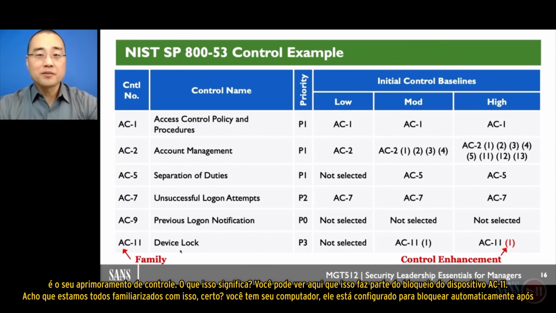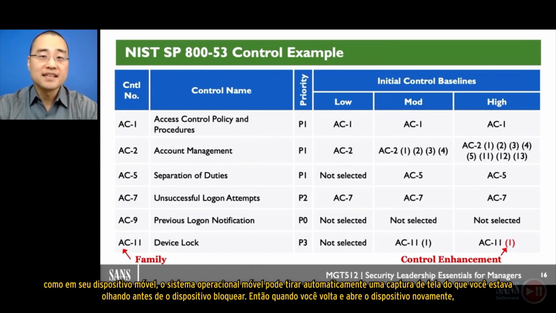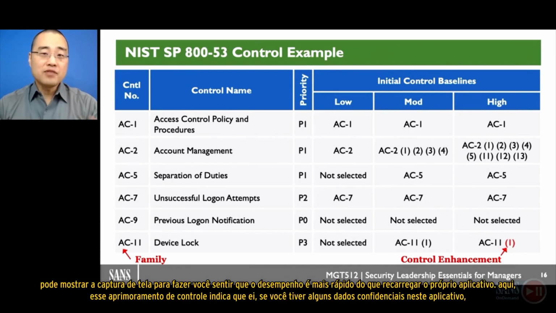I think we're all familiar with this, right? You've got your computer, it's configured to auto lock after a certain amount of inactivity. You've got your mobile device that is configured to auto lock after a certain amount of inactivity. Well, this control enhancement basically says that in certain situations, like on your mobile device, the mobile operating system can automatically take a screenshot of what you were looking at before the device locks, so that when you come back and open up the device again, it can show you that screenshot to make you feel like the performance is faster than actually reloading the app itself.